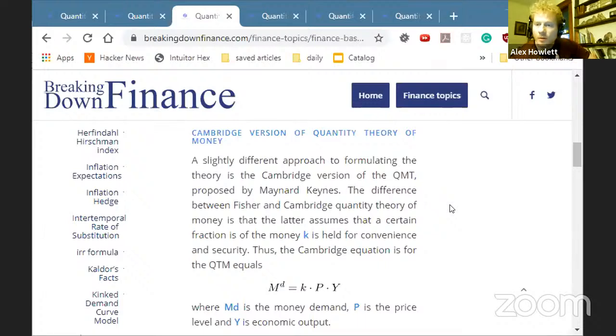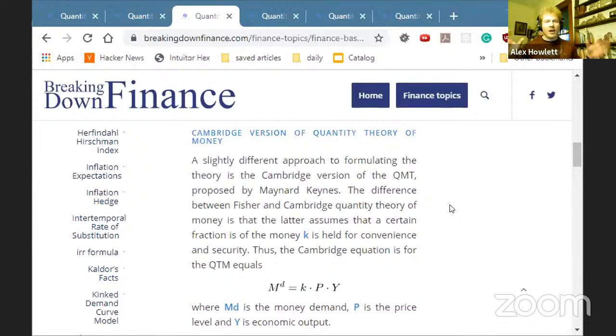The Cambridge version of the quantity theory of money. A slightly different approach to formulating the theory is the Cambridge version of the QTM. They keep saying QMT in here, and they get it wrong every time. Proposed by John Maynard Keynes. The difference between Fisher and the Cambridge quantity theory of money is that the latter assumes that a certain fraction of the money, K, is held for convenience and security. Thus, the Cambridge equation for QTM, this article is terrible, but the equation is right: M_D equals K times P times Y. So M_D is money demand, P is the price level, and Y is economic output.